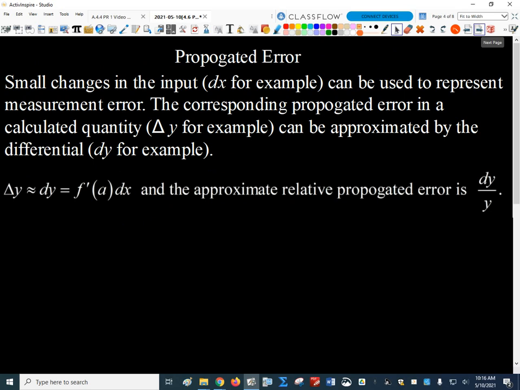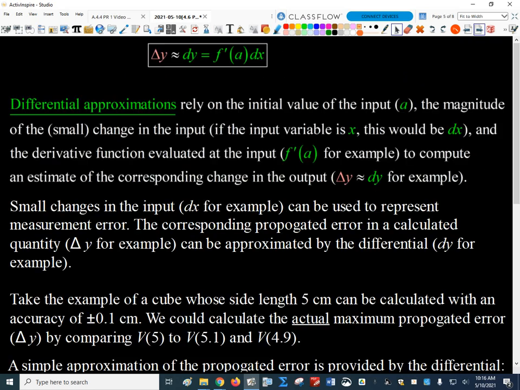Okay, come back to that idea, but let's try calculating some propagated error here, right? So in this case, small changes in the input are represented by delta x, so that's the measurement uncertainty, and we're going to approximate delta y with dy, where y is the output, right? Delta y is going to be the actual propagated error. We're going to estimate that with dy.